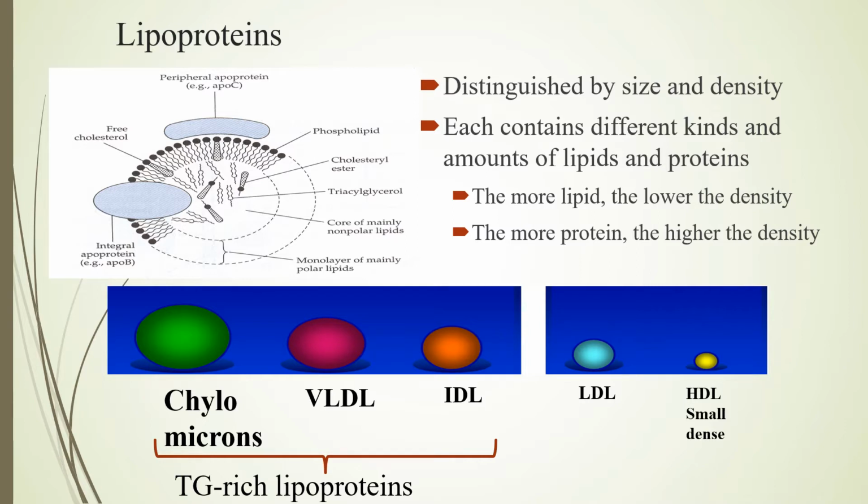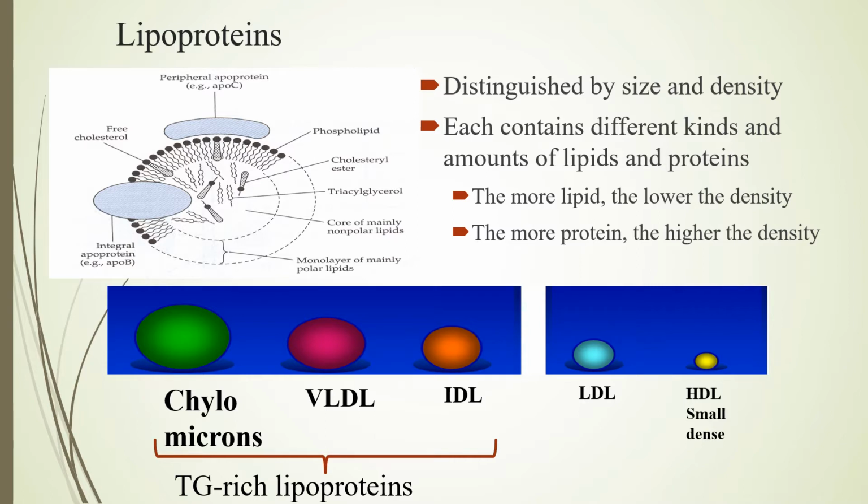For the categorization or classification of lipoproteins, lipoproteins are classified in different ways. They are categorized according to their size and density, which are denoted by their lipid and protein content. And as you see in the figure, the more the lipid content, the larger the size and the lower the density, and vice versa.